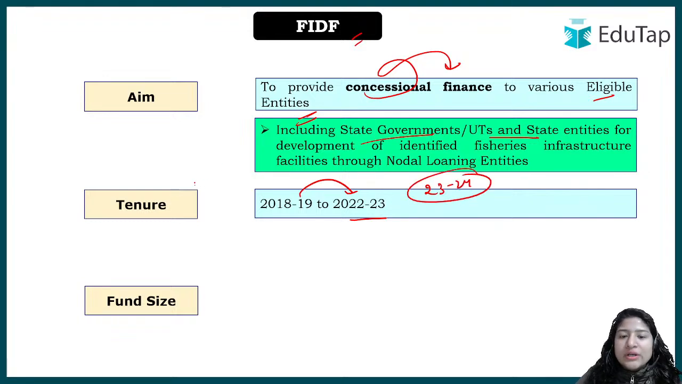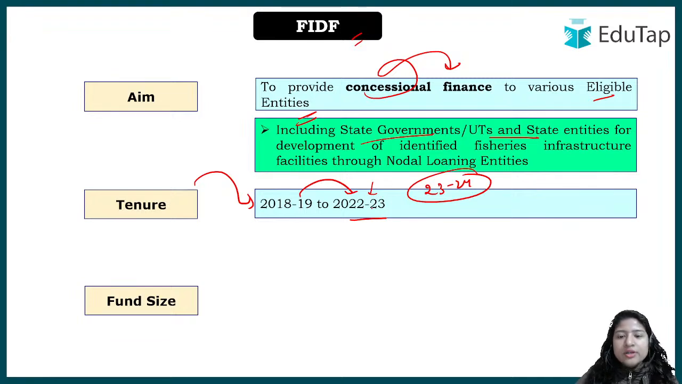देखो, you have to understand that till this time period loan will be given to entities, right, but then loan has to be taken back also, right? So this particular scheme, this 22-23 tenure is till when the concessional finance will be provided to people, right? Now the money is with the entities currently, with the beneficiaries currently, but this scheme will always be in the news until we get back the money.